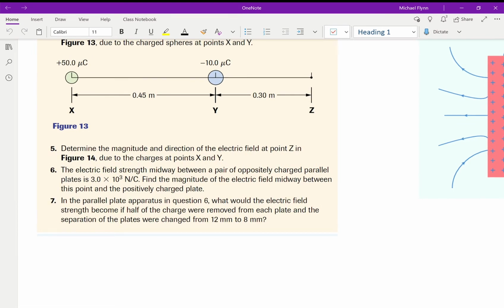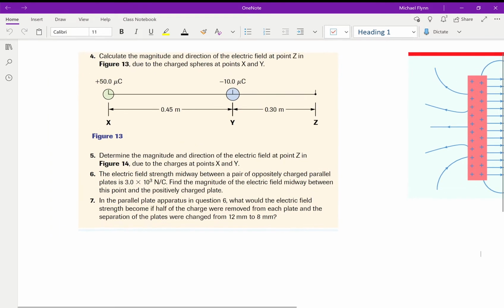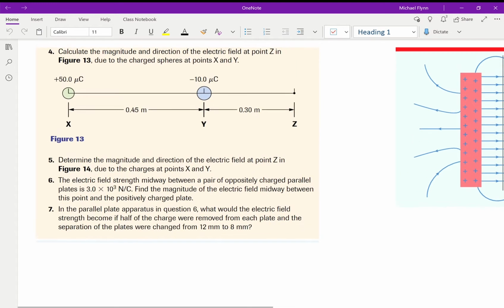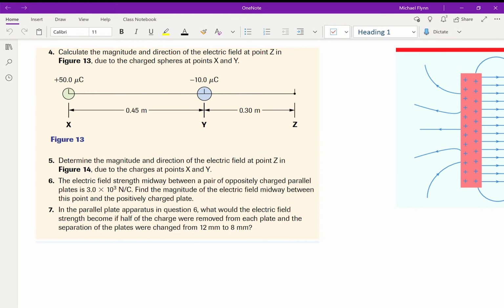My writing's going to be a little weird too because the tip on my pen here is starting to wear down. I'll have to order a new pen or new tips. I haven't used this laptop that much, but since the pandemic, I use it all the time.